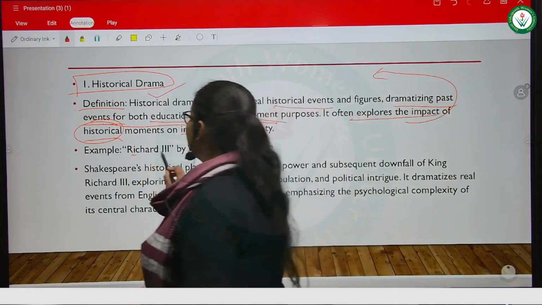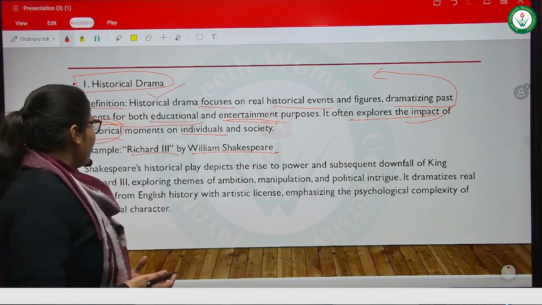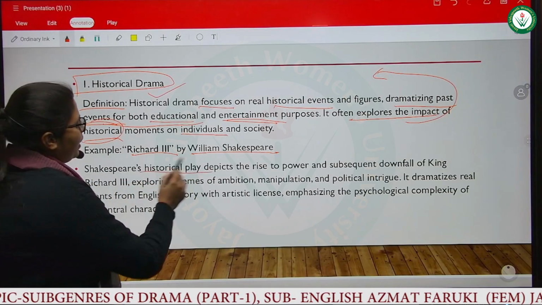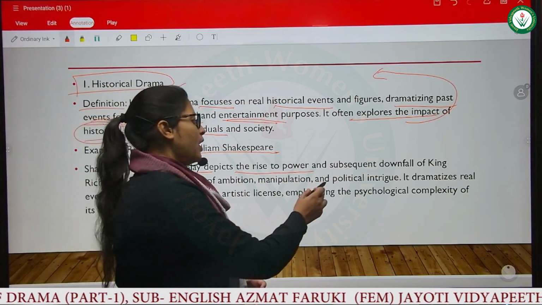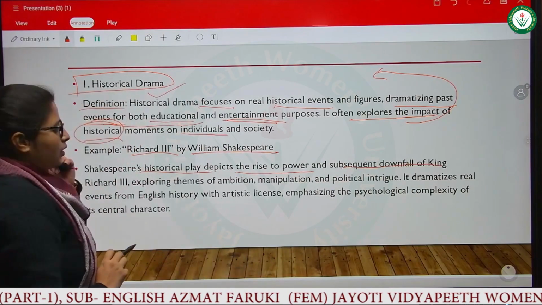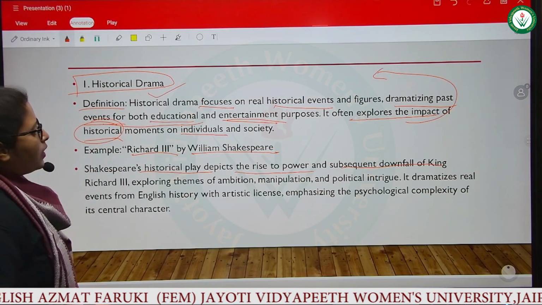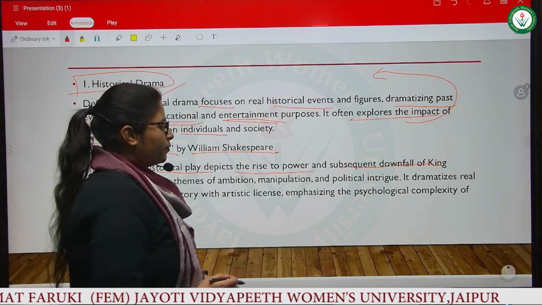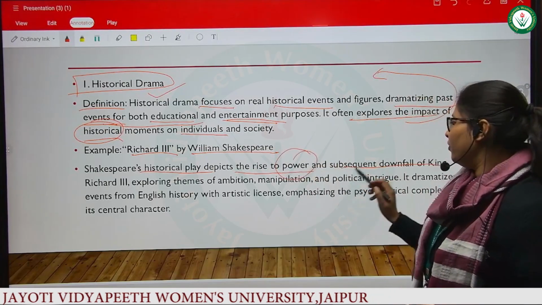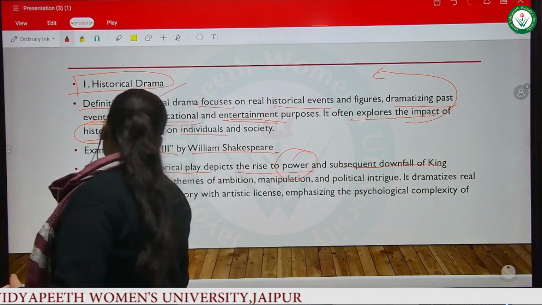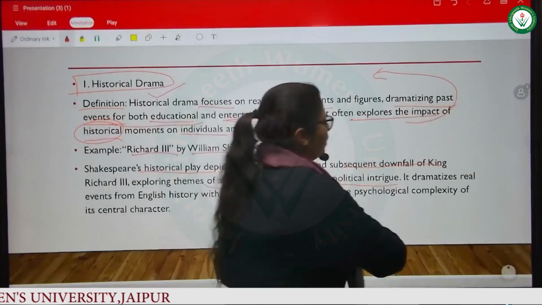For example, if we see Richard III by William Shakespeare, it's a historical drama. In this play, Shakespeare depicts the rise to power and subsequent downfall of King Richard III. The downfall of King Richard III is explored in this drama, and how power became the reason for the downfall of the character. Also it explores the themes of ambition, manipulation, and political intrigue.